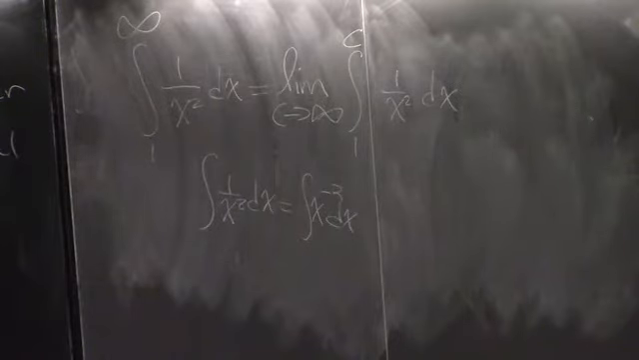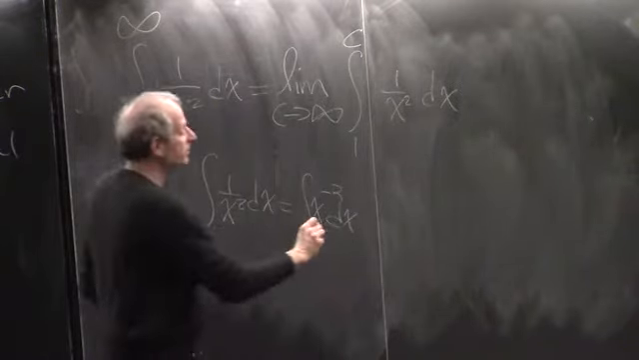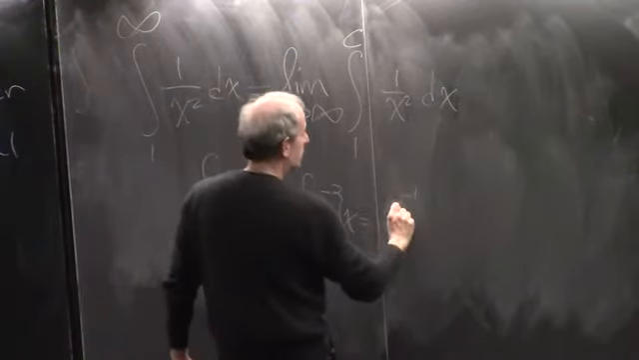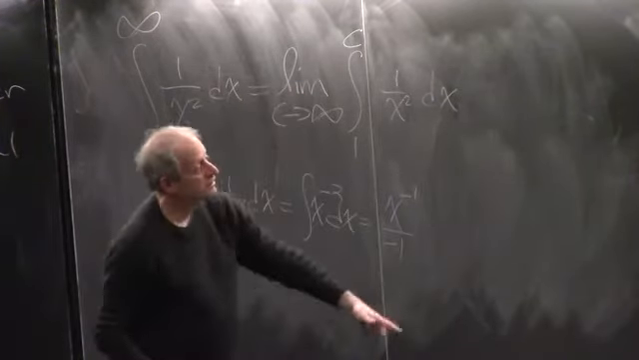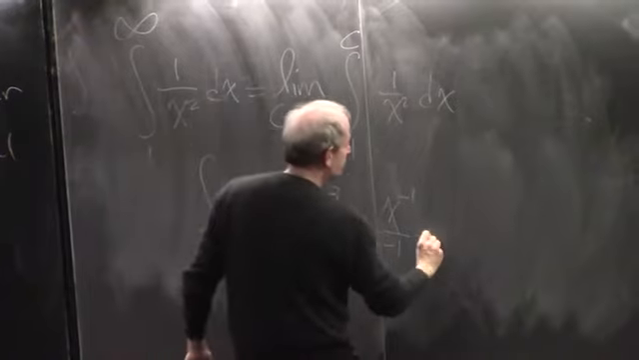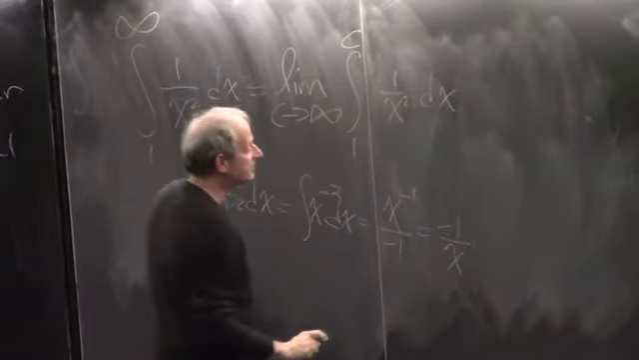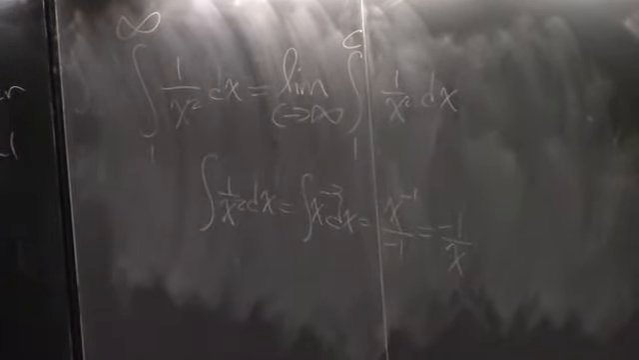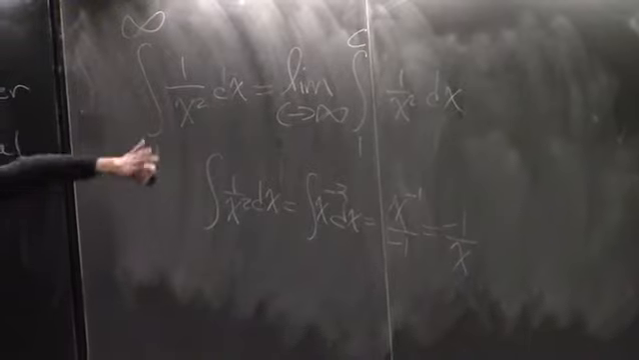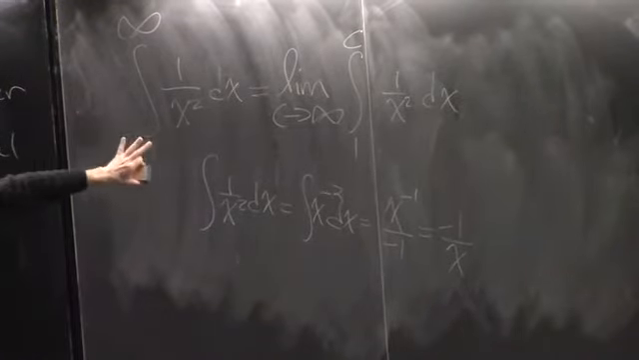So what's the integral of x to the minus 2? Well, that's x to the minus 1 over minus 1, also known as negative 1 over x. You can differentiate it if you're not sure. So I'm ignoring the limit and the c for a minute. So now I've done the integration.